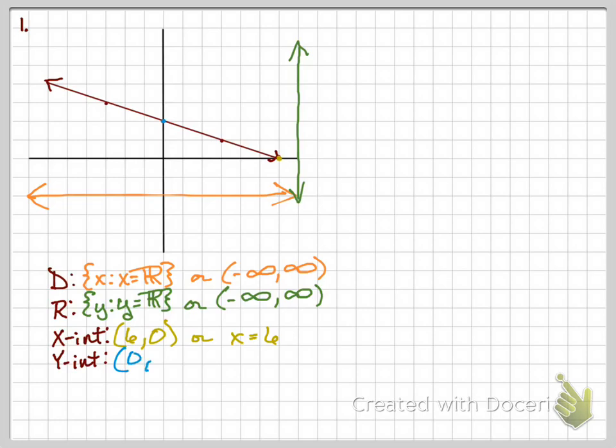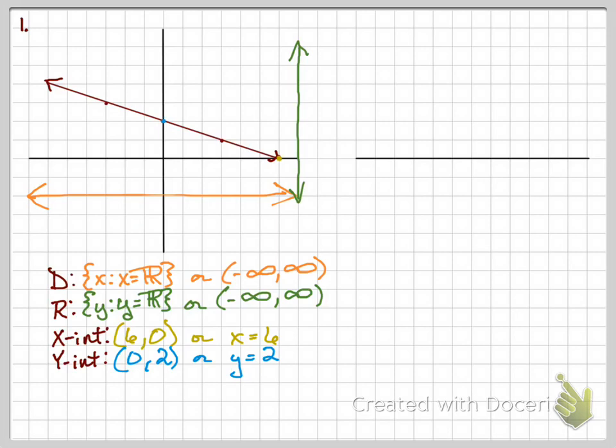My y-intercept you see up here in the blue. That is at 0, 2, or we can write that out and say y equals 2. So that's all for that graph.